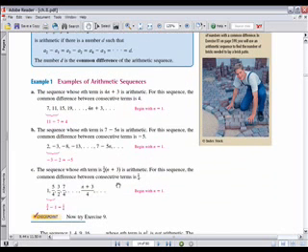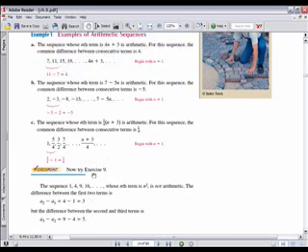Here we have a sequence 1/4 times n plus 3. 1/4 is your common difference, sort of like a slope. If n is equal to 1, you have 1/4 plus 3, and then every time you're adding 1/4. That's your common difference.